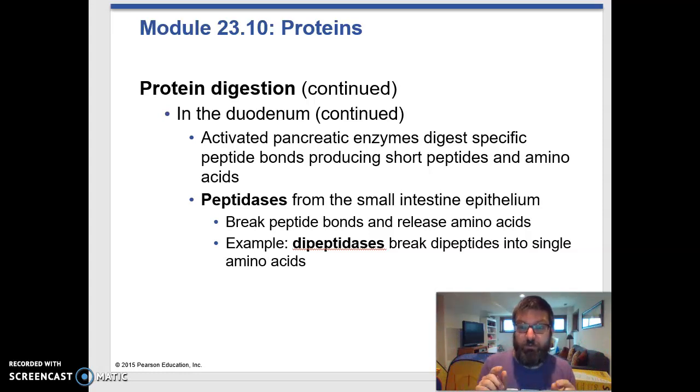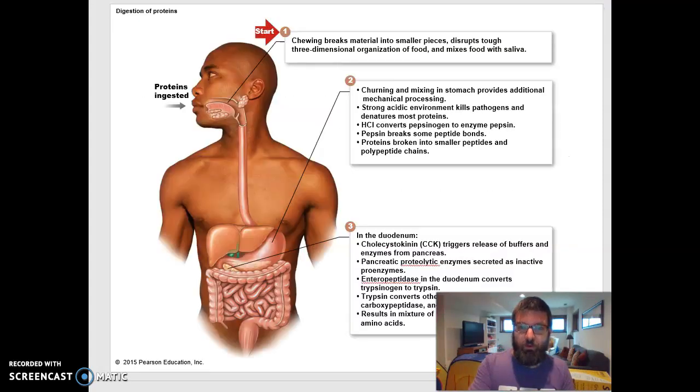So just like we ended up with disaccharides, and then we had brush border enzymes to break those last two apart into monosaccharides that we could absorb, we have dipeptides, and we have brush border enzymes that are going to break those dipeptides apart into individual amino acids, which we can then absorb. And this is, again, a nice summary figure anatomically of where that happened.